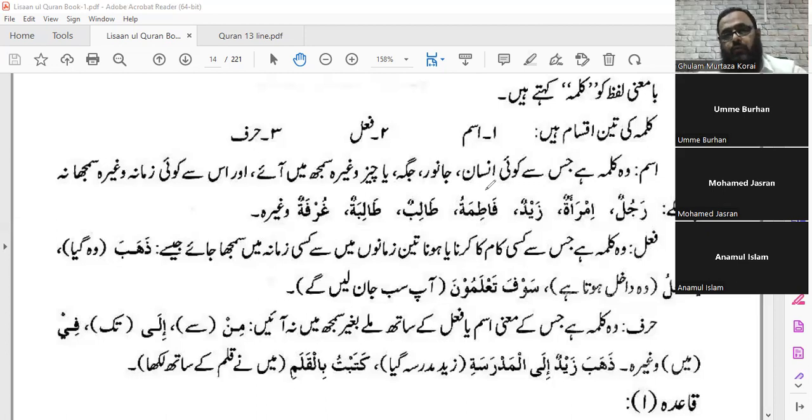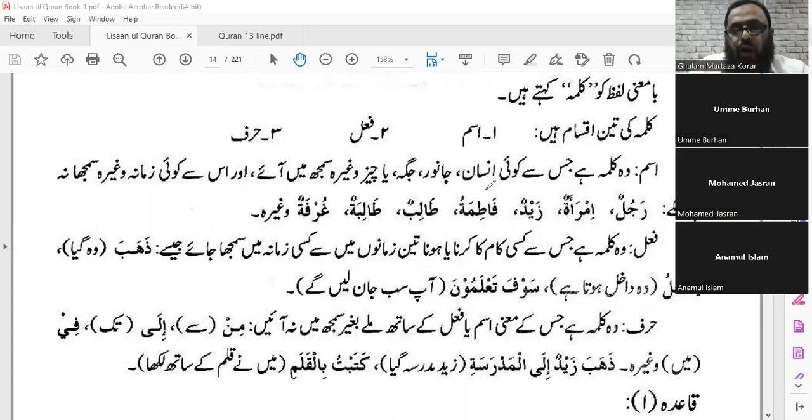Likewise, if we say Yansuru Zaydun, Zayd is helping or Zayd helps. Or if we add Sawfa, Sawfa Yansuru Zaydun, Zayd will help in future, because Sawfa gives the meaning of future tense. I repeat, verb is a word that conveys meaning as well as time. Nasara Zaydun, Zayd helped in past time. Yansuru Zaydun, Zayd helps, means in present time. Sawfa Yansuru Zaydun means Zayd will help in future, right? So verb gives meaning as well as the meaning of tense, time.